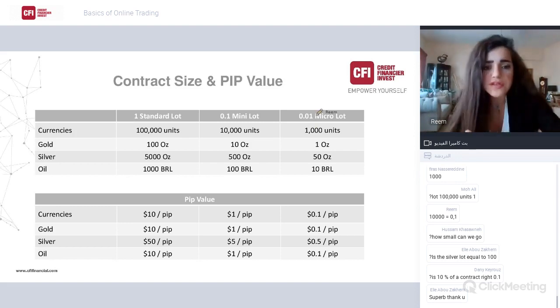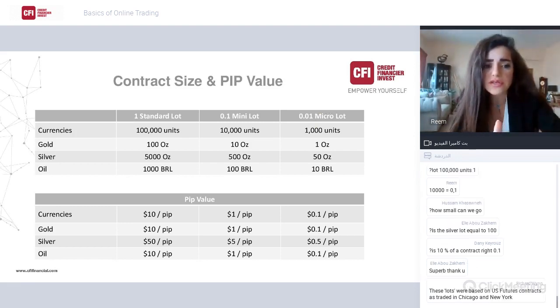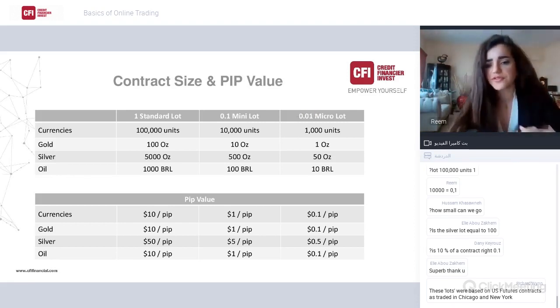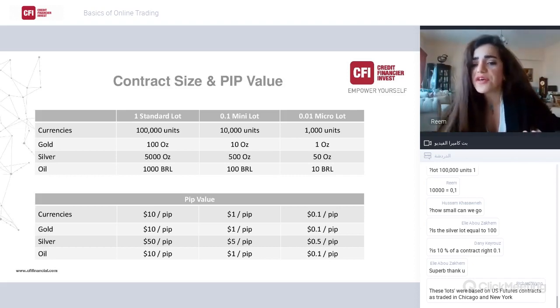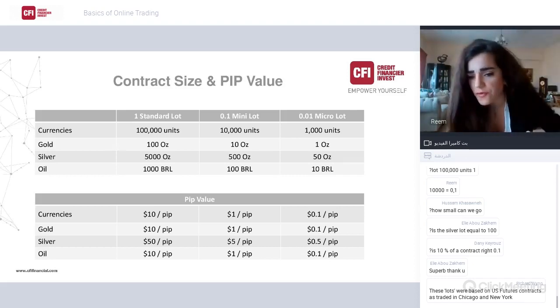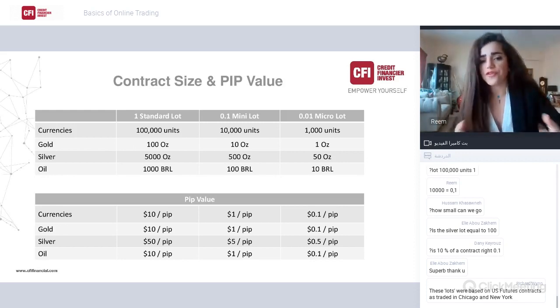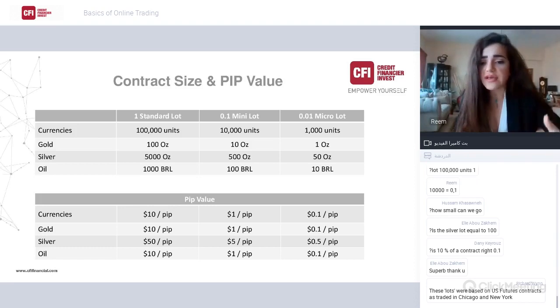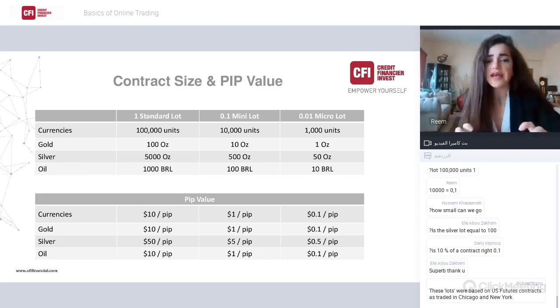Okay? For silver, one standard lot is 5,000 ounces. For the mini it is 500 and for the micro it is 50. These lots were based on US futures contracts as traded in Chicago and New York. Thank you, Richard. This is also specific to the platform, because many other platforms have different volumes or different units to measure. But basically in this platform, taken from US futures contracts, as Richard has specified, they are taken from these sources.